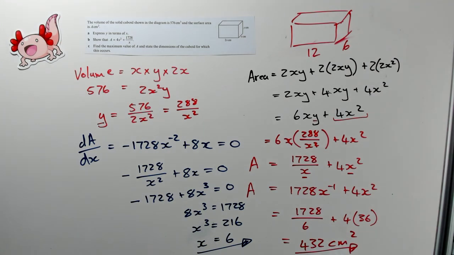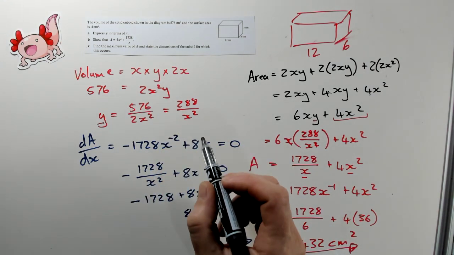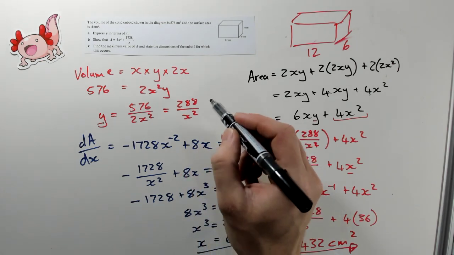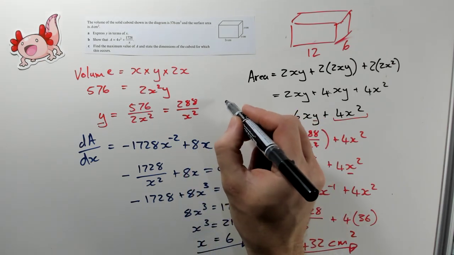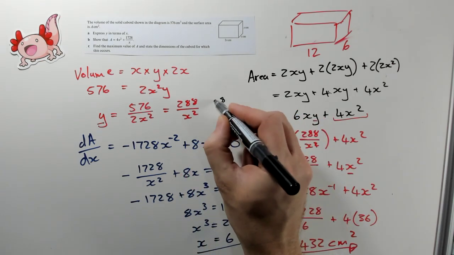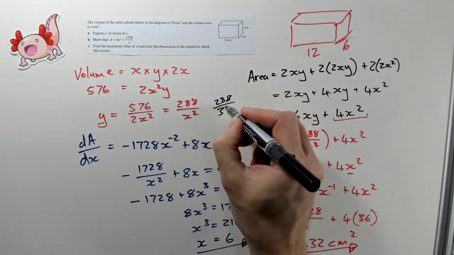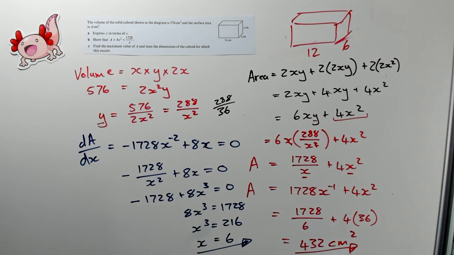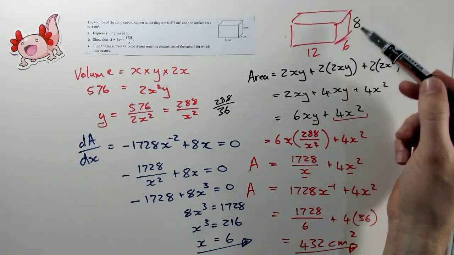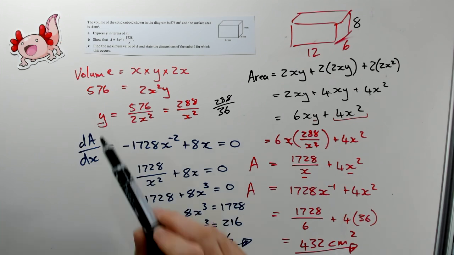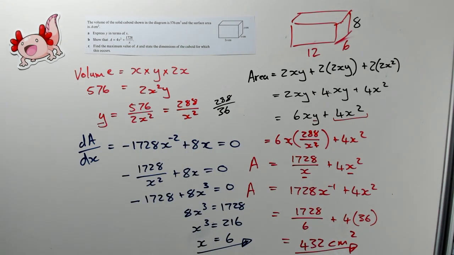Oh my goodness, do we have space anywhere? So we're going to have to find y. y is going to be 288 over 36. So 288 divided by 36, and that would be 8. Okay, so there we have our dimensions, 12 by 6 by 8. And we answered all the questions. They didn't ask us if it's a minimum or maximum value. They just said it's going to be the maximum value. And yeah, perfect.